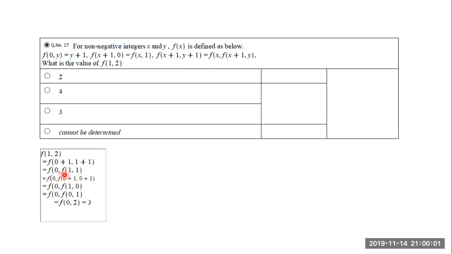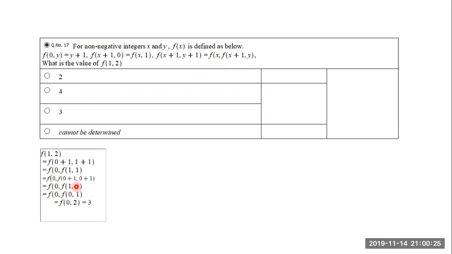So f(0, f(1, 1)). All I need to do is find out f(1, 1). What is this? Again, I will split it in this form. This is nothing but f(0 plus 1, 0 plus 1), which is f(x, f(x plus 1, y)) with x as 0 and y is 0. Therefore f(0, f(1, 0)). You got it? And what is f(1, 0)?